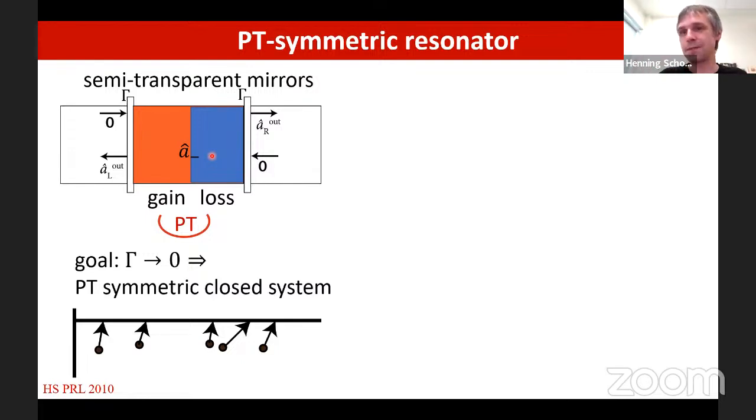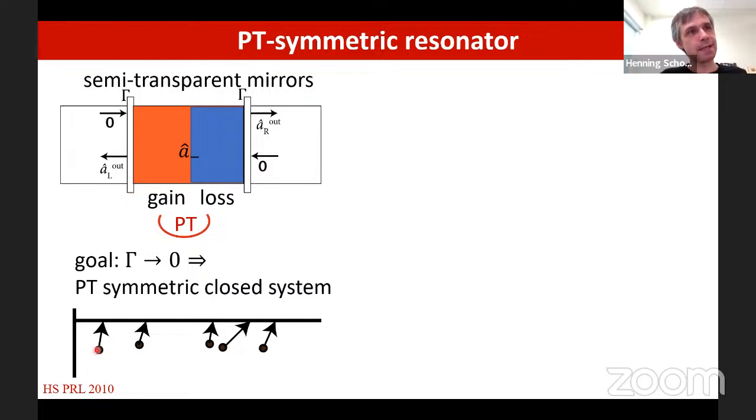So I'll show you a brief example. It's preparing something, as I'll cover two more things in the next 10 minutes, just to prepare you a little bit for this. You can just look at a cavity which has gain on one side and loss on the other side, and it has semi-transparent mirrors that we can close up. In the limit that these become real mirrors, we want to realize a PT symmetric system, and we want to see whether we can do this consistently.